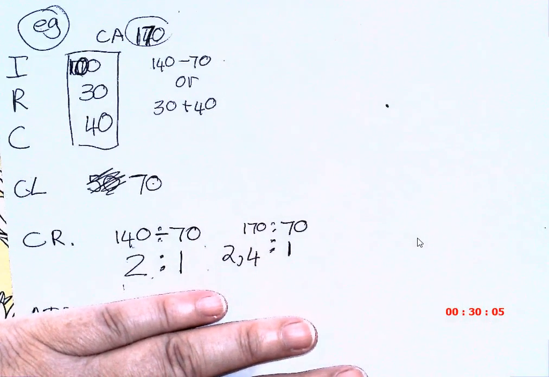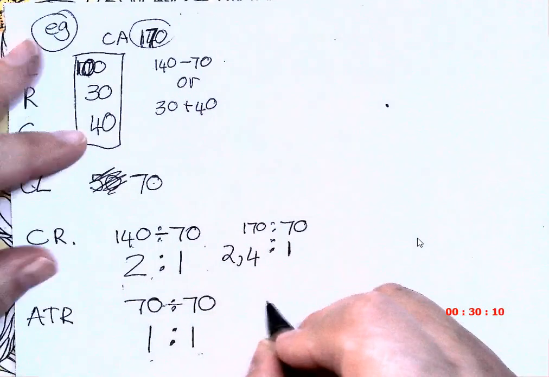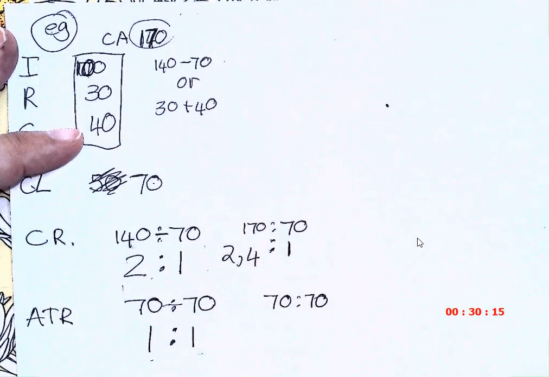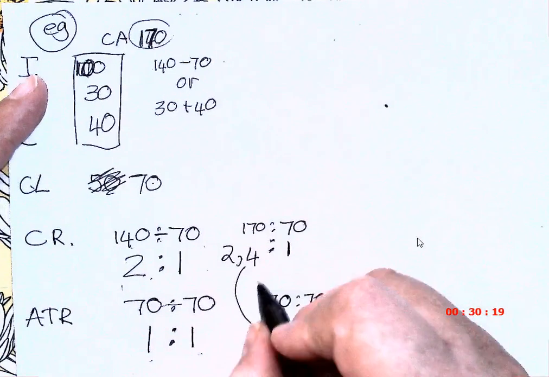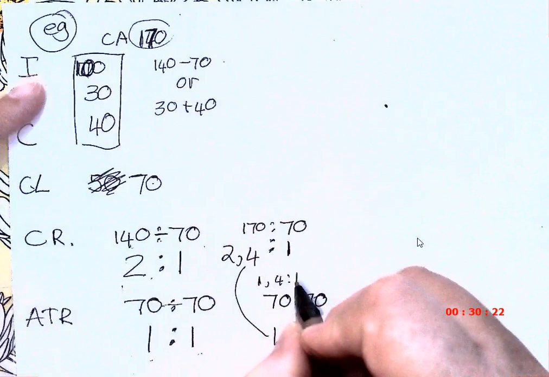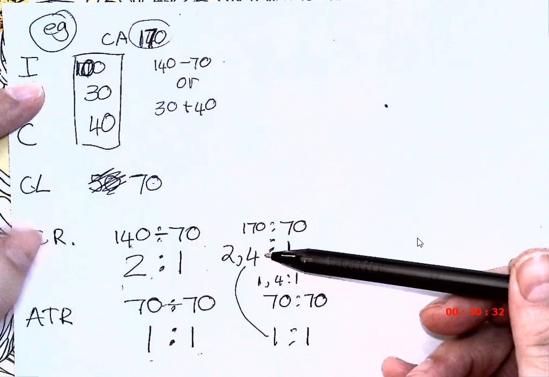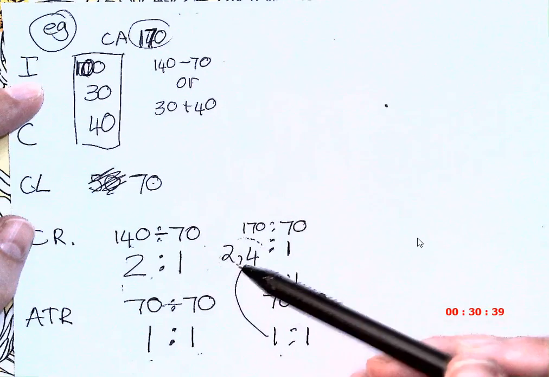Okay? Now let's go to the acid test. The acid test is still 70 to 70. So it's still 1 to 1. Can you now see your stock is 1.4 to 1? Can you now see it gets a little bit less good? This looks very good, but it didn't change my acid test. What's happening now? A lot of this is tied up in the stock.